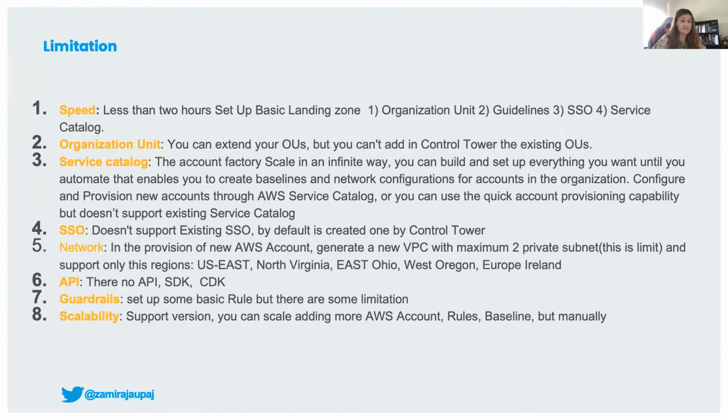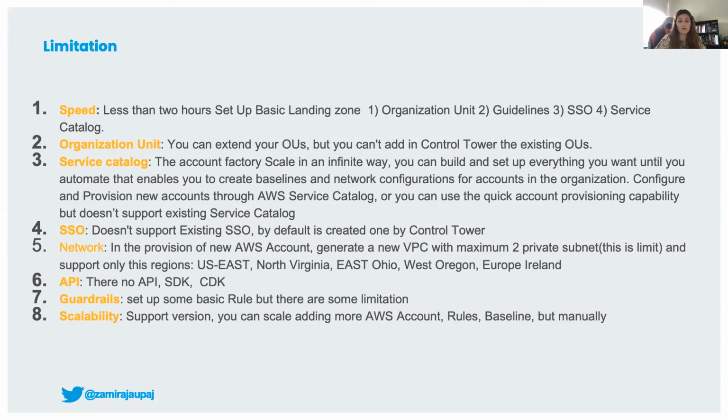Organization unit, Service Catalog, single sign-on. I already had these in my accounts. And if you already have these services, this organization unit or Service Catalog or single sign-on, AWS Control Tower doesn't allow you to add an existing service to this landing zone solution. But on the other side, Control Tower itself creates an AWS organization unit, creates Service Catalog, creates single sign-on. But if you already have them in place, you can't add them to this landing zone solution by Control Tower.